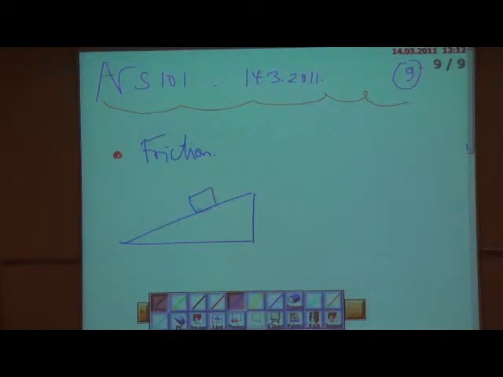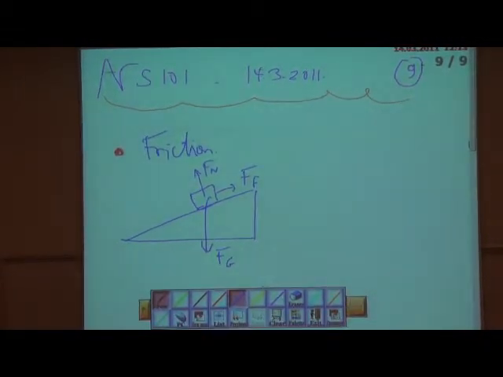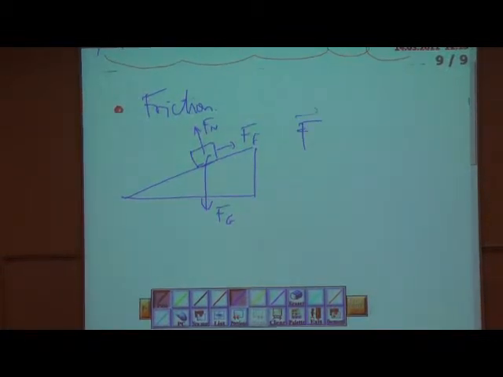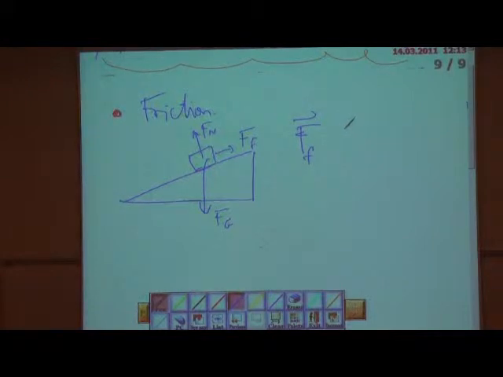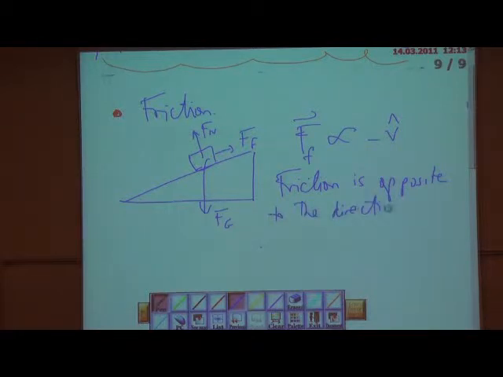In our first little example, the next type of force we want to learn about is friction. The force of friction is always in the minus velocity direction. Okay? V hat, remember, is just the direction of motion. Friction is opposite to the direction of motion. Okay.